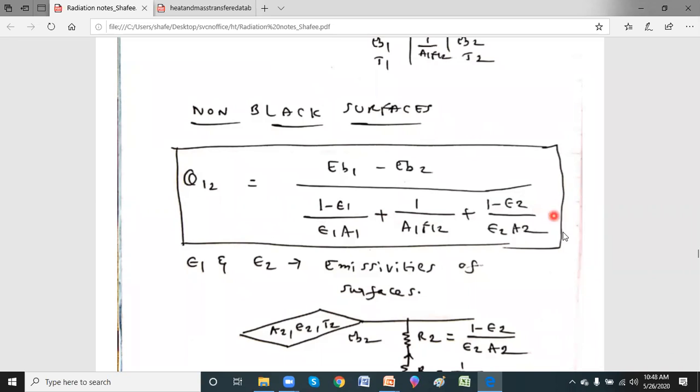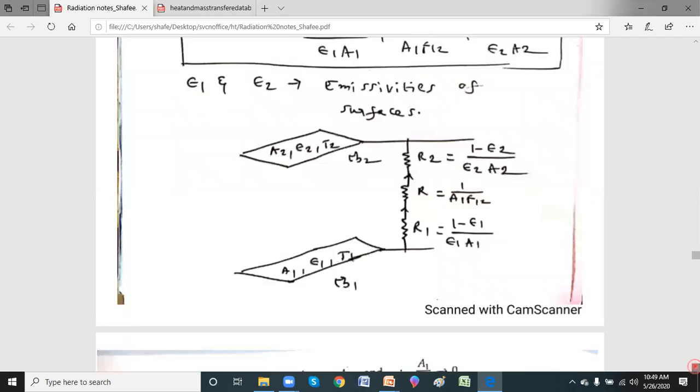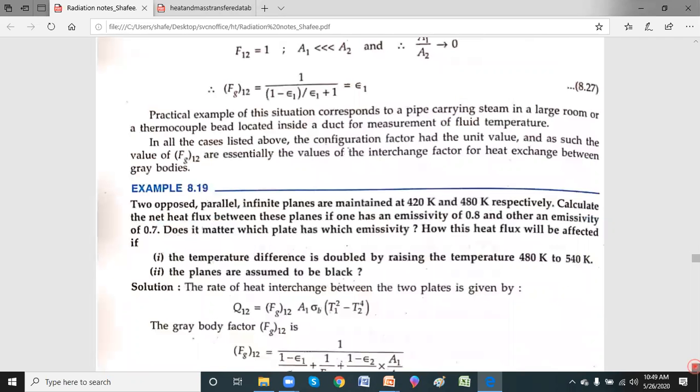So it becomes A1 by A2. Now where is that 1 by A1? That A1, I'll send it to the top. Now what happens here? You have at the top A1 into EB1 minus EB2, and you have the entire formula as 1 minus epsilon 1 by epsilon 1 plus 1 by F12 plus 1 minus epsilon 2 by epsilon 2 into A1 by A2, because I have taken A1 as common. That entire thing available after taking A1 common, he is calling FG12, that is the gray body factor. So like your shape factor, you have something called the gray body factor.